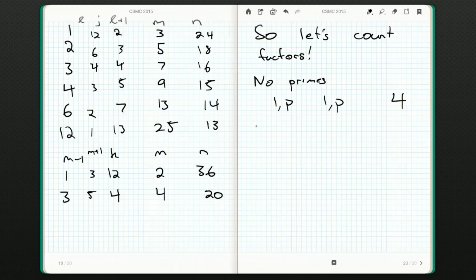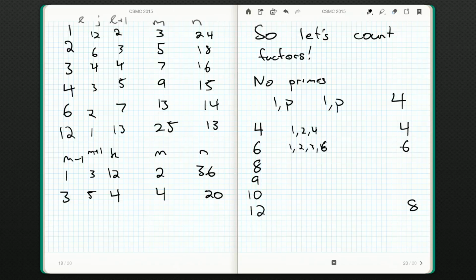So now we're looking at numbers like 4, 6, 8, 9, 10, 11 we can skip. 12 we've done is 8. So 8 of those. Let's do a few more and see if we notice any patterns. So 4 has 1, 2, and 4. That's 3 factors plus 1 odd one. That's going to be 4 pairs. 6 has 1, 2, 3, 6. So that's 4 factors and 2 odd factors. That's 6. That's a good one.